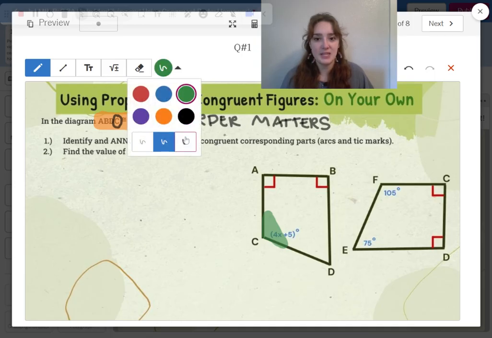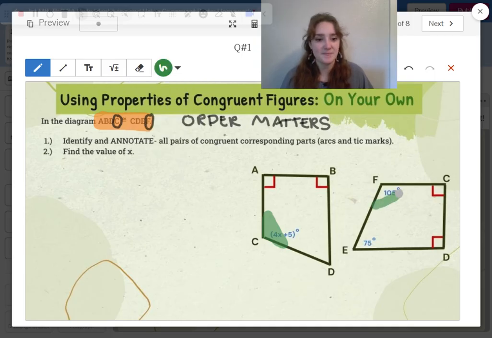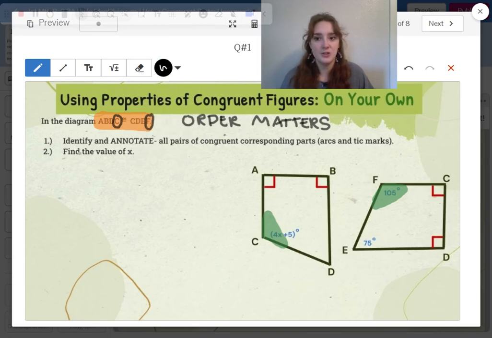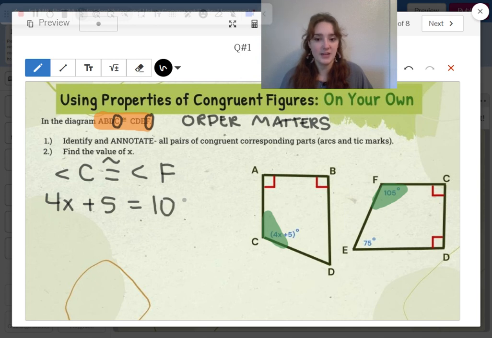Those are going to be congruent, and I'm going to highlight F in the same color. Color coding, always color coding. We're going to set these equal to each other. Angle C is congruent to angle F. Because of this information, we can write our equation. Angle C was 4x plus 5, and that equals angle F, 105. We set them equal.